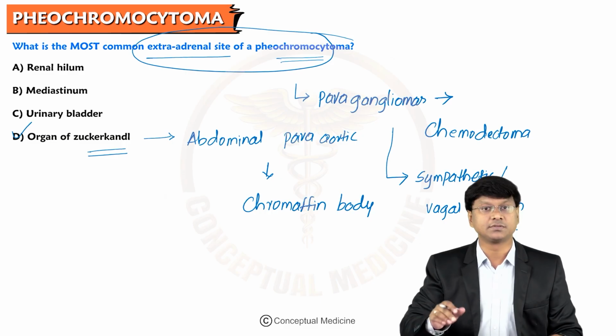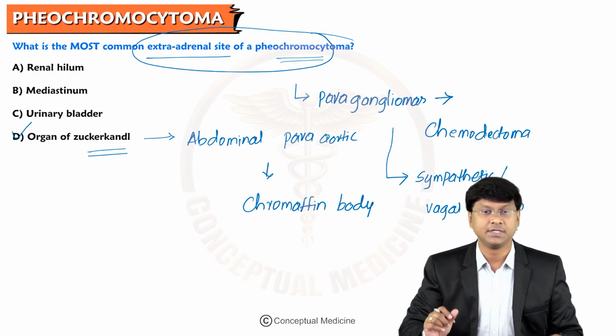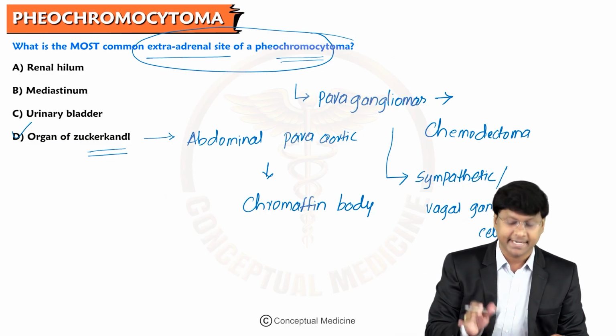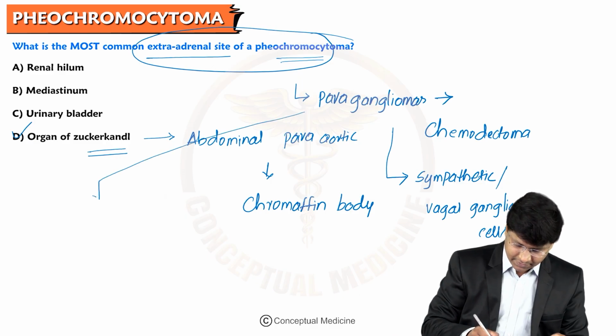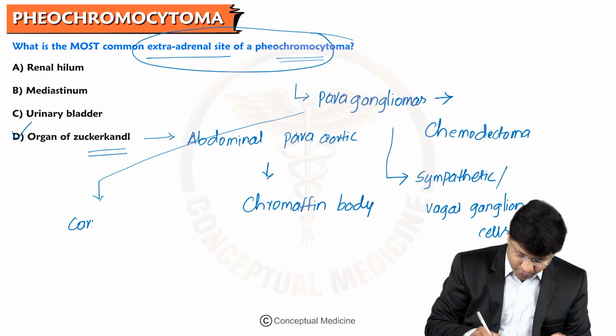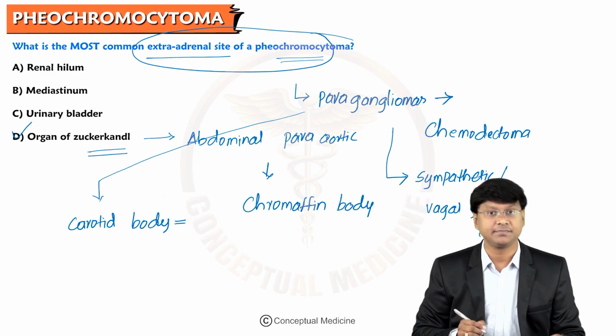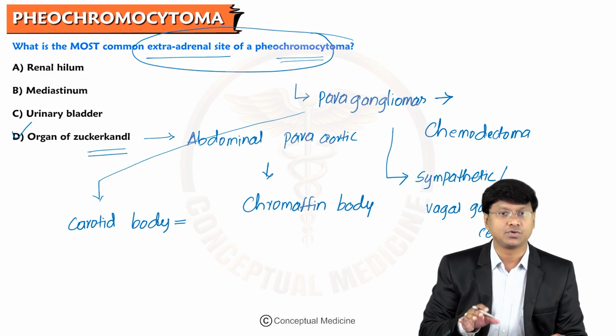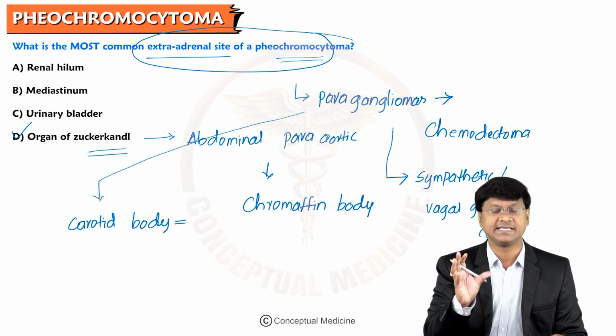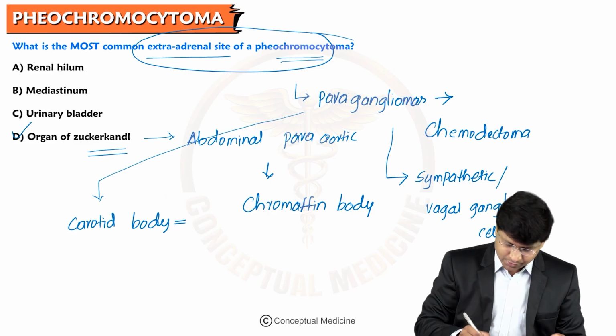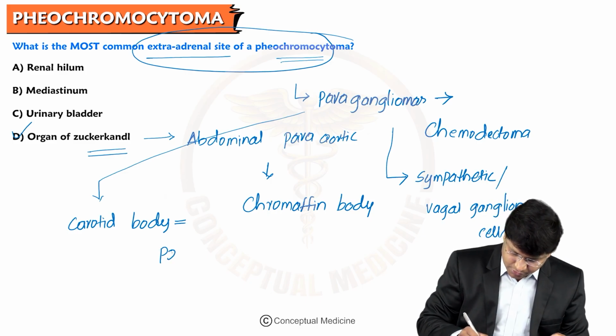Right, sympathetic or the vagal ganglion cells. Now, these paragangliomas also arise from the carotid body. So that is why it is called carotid body tumor, and the size of the carotid body tumor is equal to the size of a potato. So that is the reason why these are also called potato tumors.